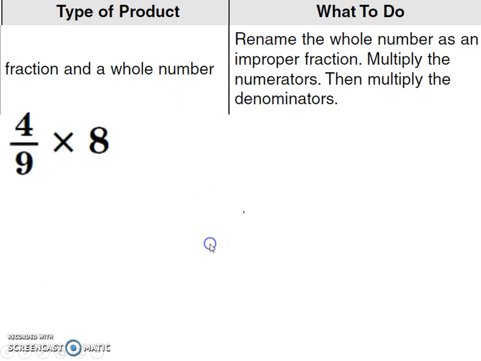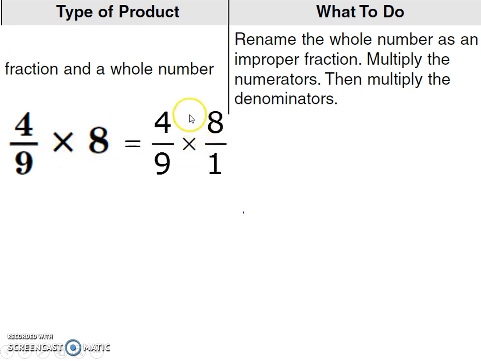Now, to multiply fractions by a whole number, you will first have to rename the whole number as an improper fraction. Then multiply the numerators, and lastly multiply the denominators. For example, 4/9 times 8.